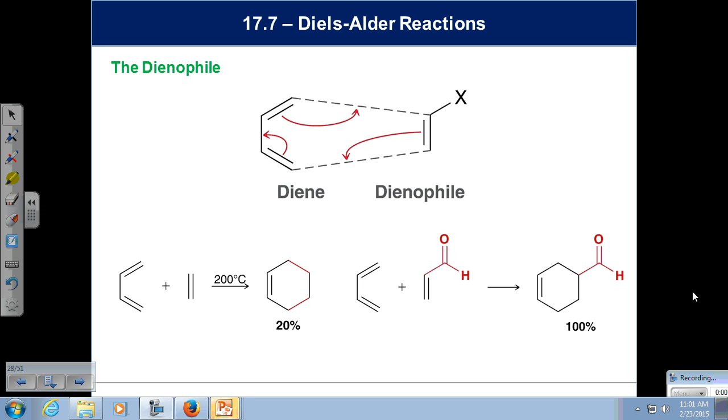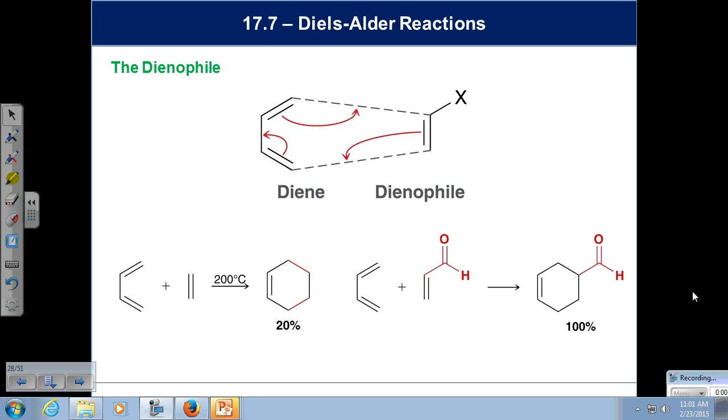So be aware of the fact that you're looking for a diene, two pi bonds next to each other, and you're looking for a dienophile, something that's activated with maybe a carbonyl attached to it. And the mechanism for this is well understood now. It's not fitting into the same paradigm that we've used with pluses and minuses and nucleophiles and electrophiles. It's a bit different to that, but it works very well.